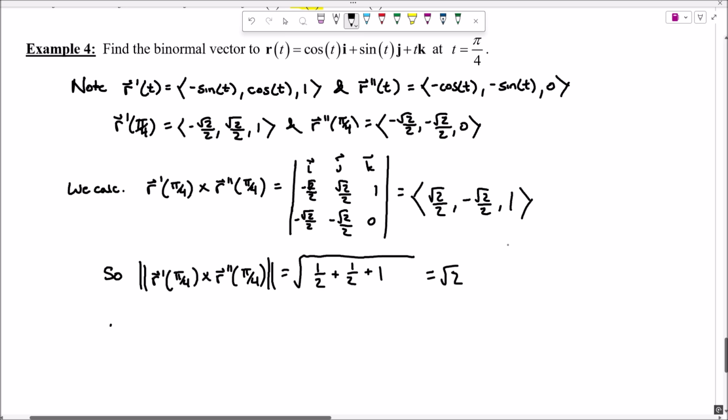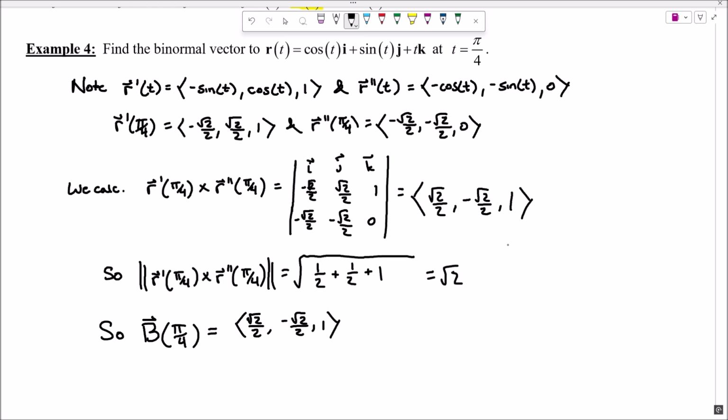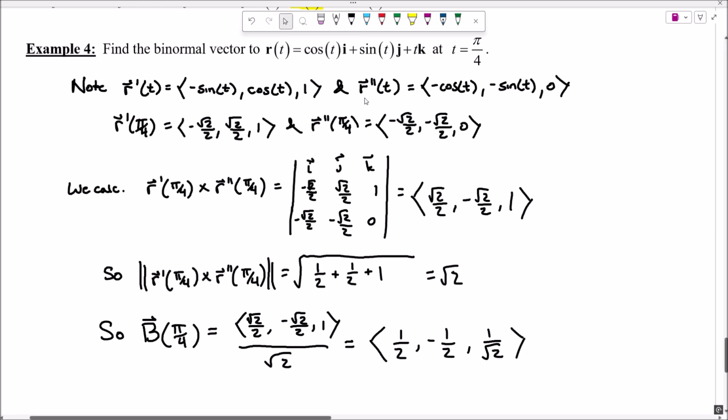And so my B evaluated at pi over 4 is simply going to be square root of 2 over 2, negative square root of 2 over 2, comma 1, divided by that root 2. This is ultimately just going to leave me with the final vector 1 over 2, negative 1 over 2, and 1 over root 2. And I got it. So this again allows me to kind of skip all the work of calculating the N and the T.